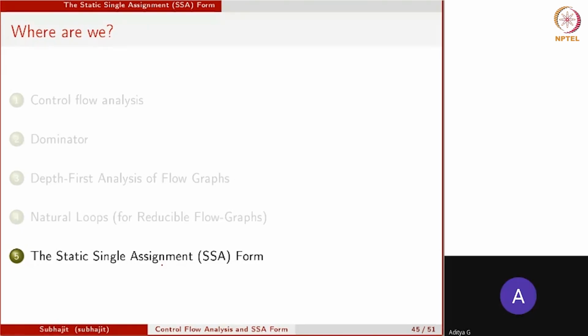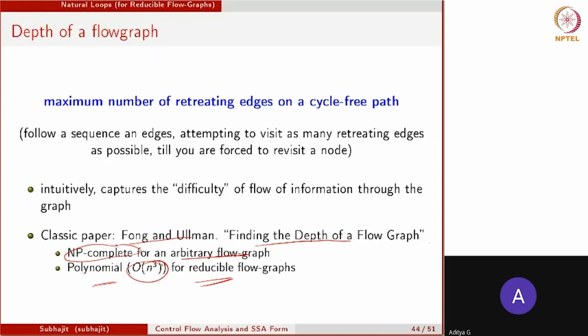Student: For the depth of a flow graph, I understand that it captures the difficulty of flow of information through a graph, but it's not exactly clear what this implies. It's not clear what it implies exactly. So that is the point, and that's why I'm trying to give you information. The definition is crisp. It essentially says the number of retreating edges on a cyclic path. The definition is crisp, but what it implies is this intuition that it becomes a problem. If the depth is high, it becomes problematic flowing information because there is a backflow also. So there are more retreating edges, there is more backflow. That is the intuition.